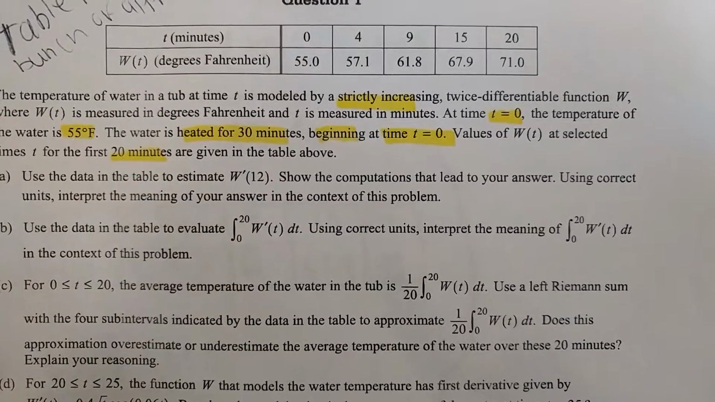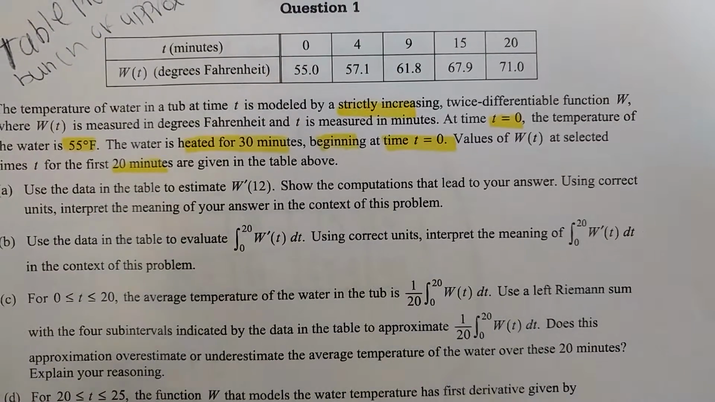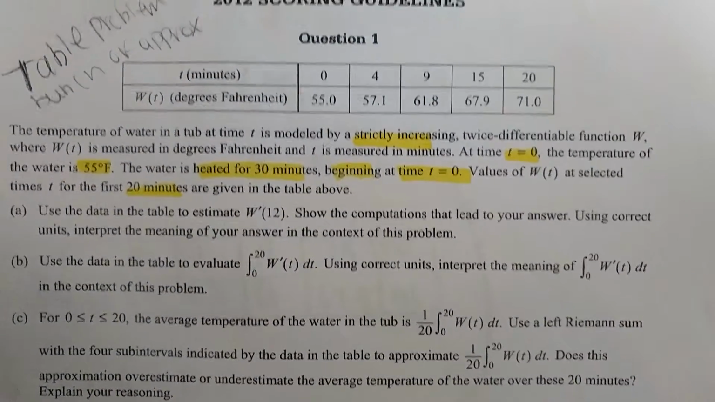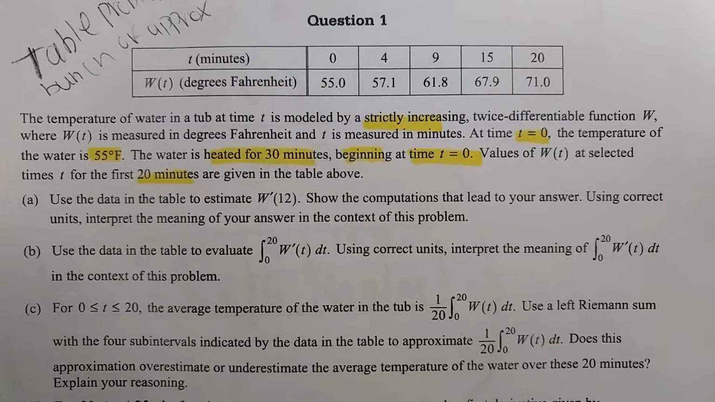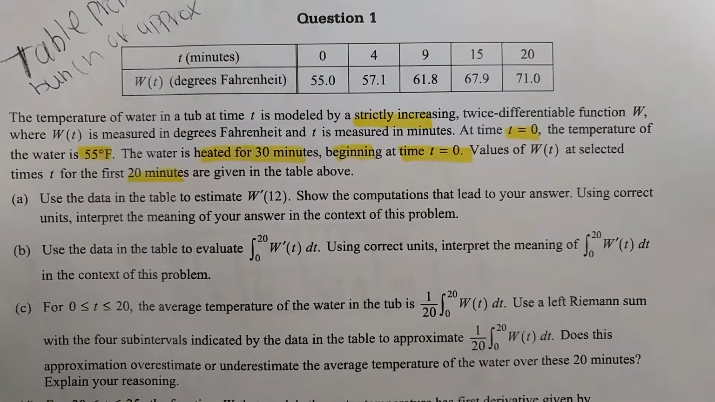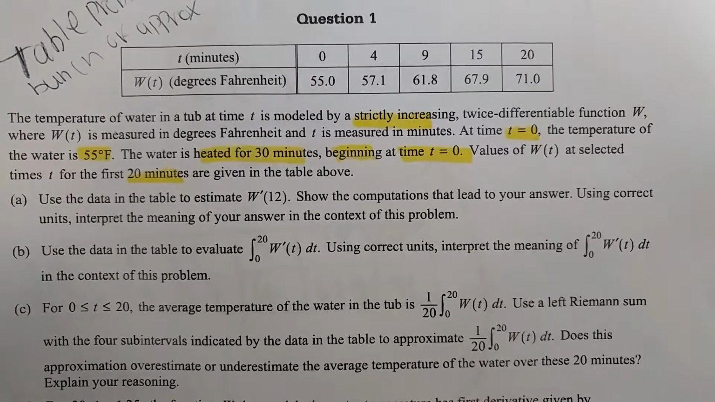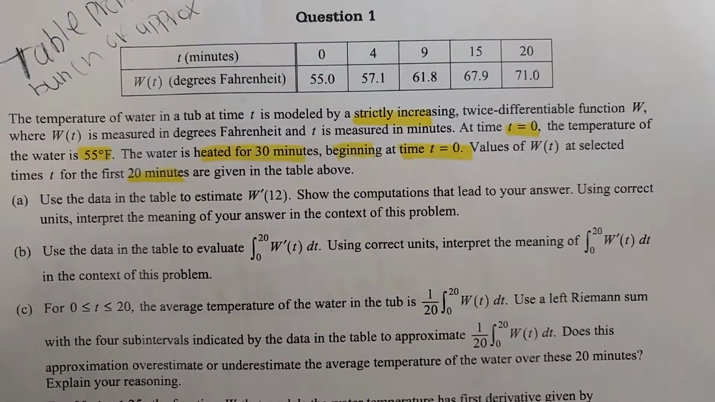Hey, I'll be going over question number 1 from the 2012 FRQ section of the exam. It's Calc BC. So it's basically a table problem, and to save time, you can pause the video and look at the problem. I've highlighted the important stuff that we need to solve A, B, C, and D.